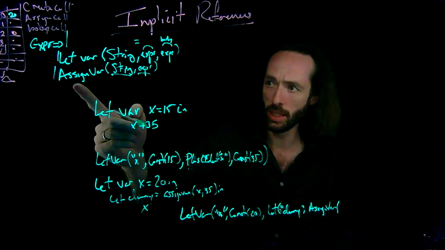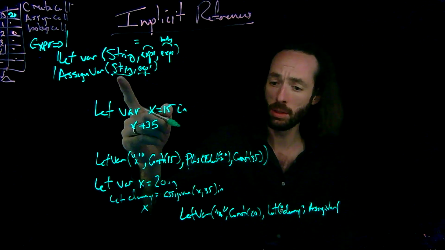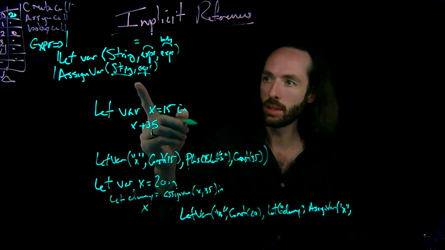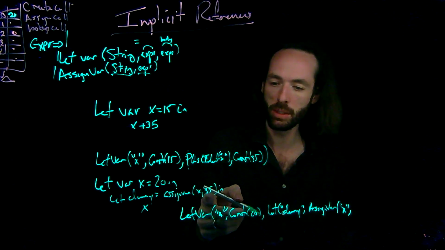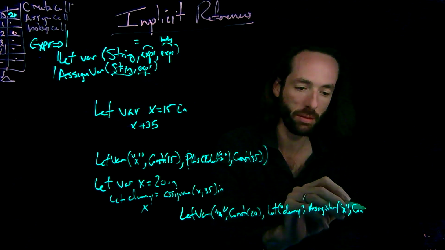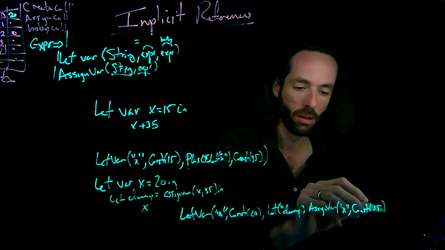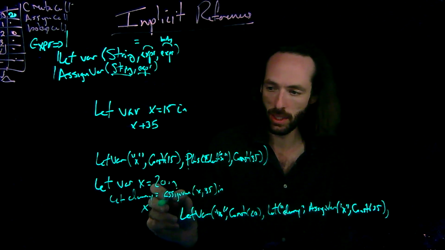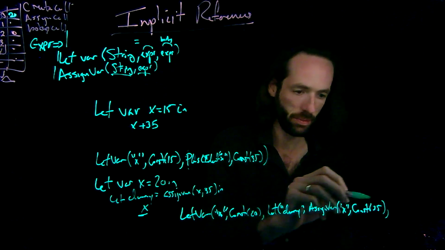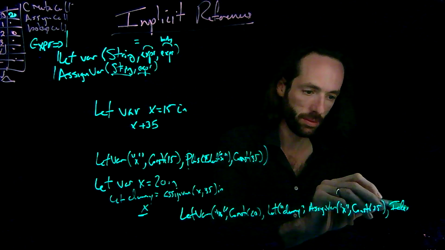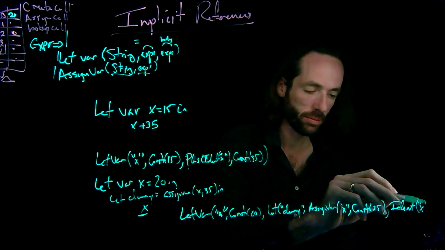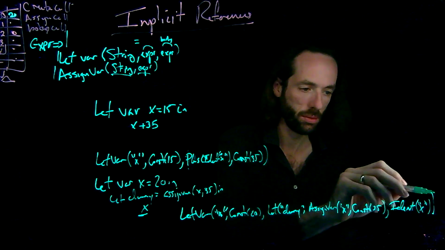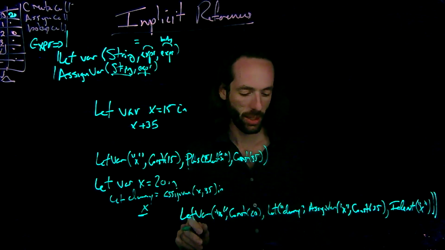And what does an assign var take? It takes in the string name, which is going to be x, and it's going to take in the expression that we want to bind it to, which is going to be const of 35. And then we need whatever is after the in our let, which is just going to be ident x. And 1, 2. Yeah. Okay.